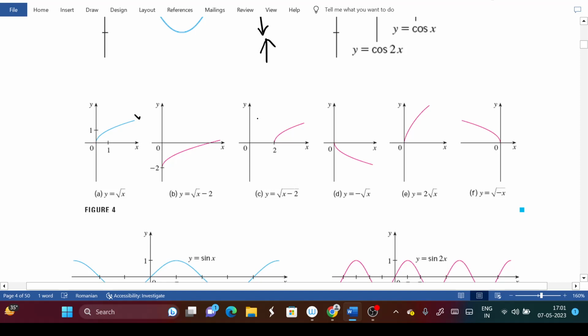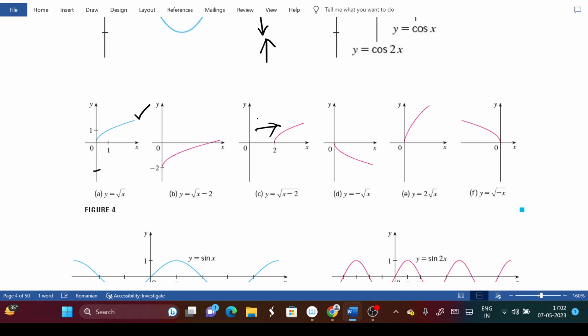This is the whole function, that is y is equal to root over x. Now 2 is subtracted from this whole value, so this curve just shifted 2 units downward. But here what happens? Inside the argument, 2 is subtracted, so it's shifted 2 units to the right along the x-axis.